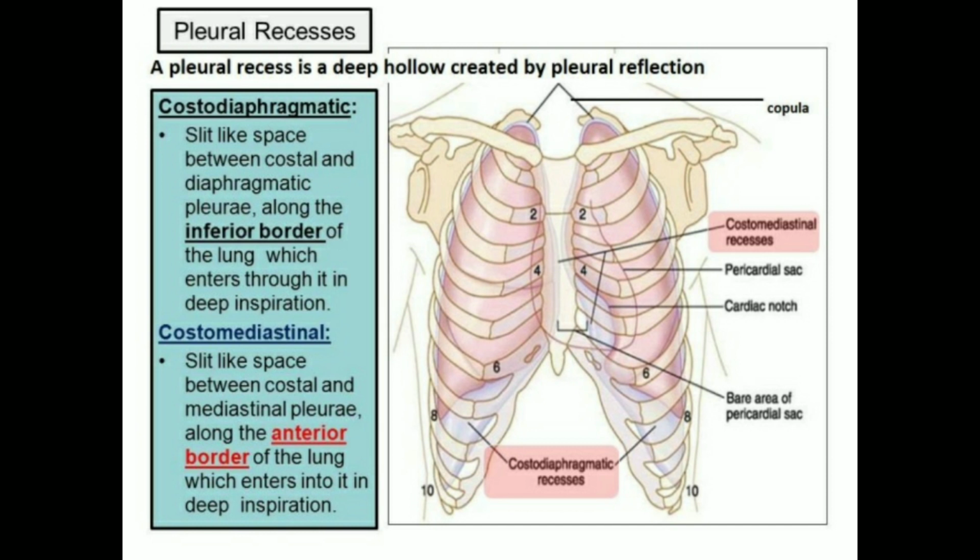Then one more is called a costo-diaphragmatic recess. Here it is prominent in the mid-axillary line. It is a space between the lower limit of the pleural sac and the lower border of the lung. You can see this is the pleural sac and the lower border of the lung, so in between these two there is a space. This is called a costo-diaphragmatic recess. It makes a provision to allow the expansion of the lung in full inspiration. So when you inspire air, it occupies this space called the costo-diaphragmatic recess.